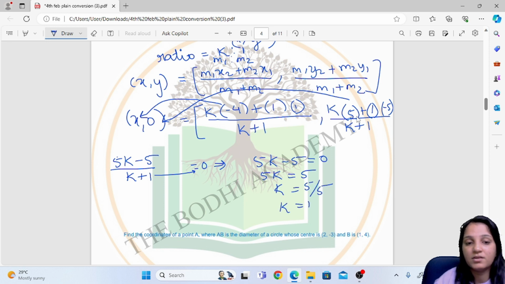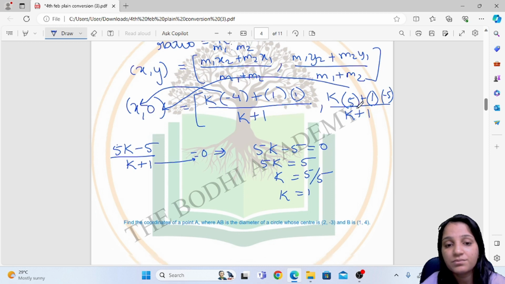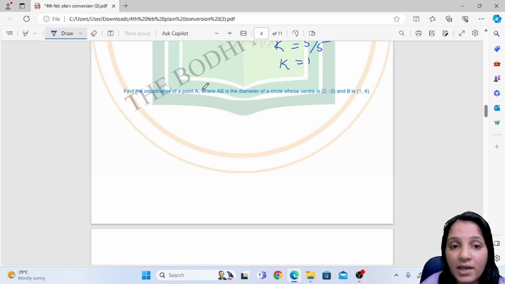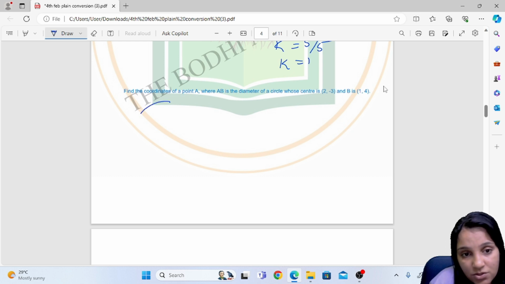Okay, one more question we have for today, and that is: find the coordinates of a point A where AB is the diameter of a circle whose center is this. Okay, we'll first draw the diagram.